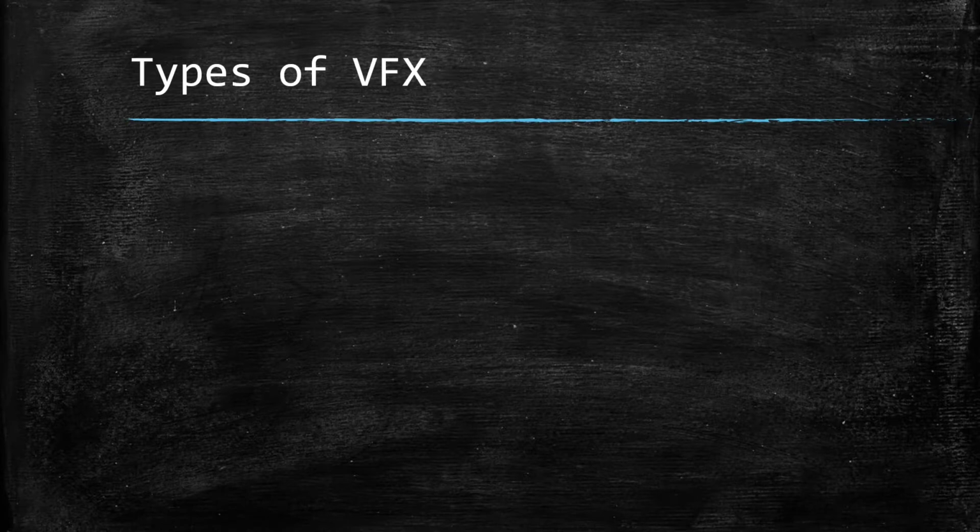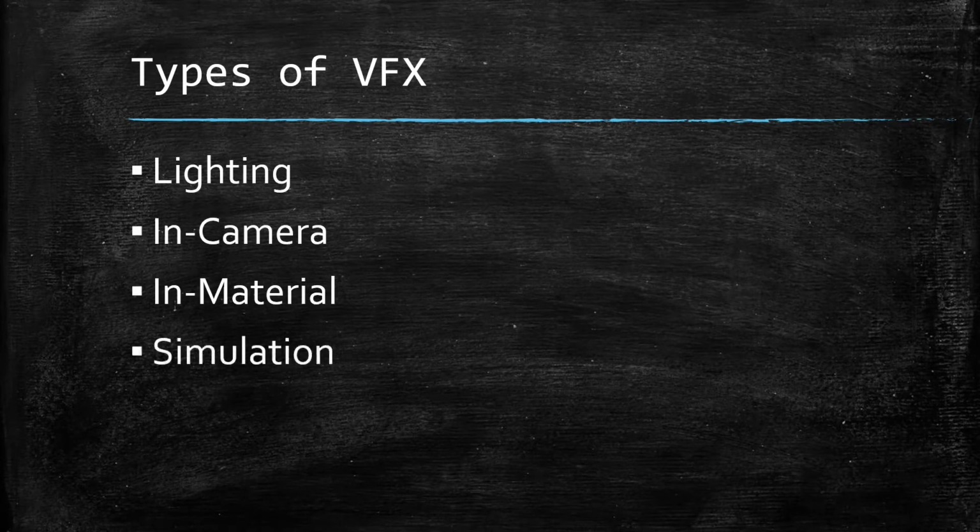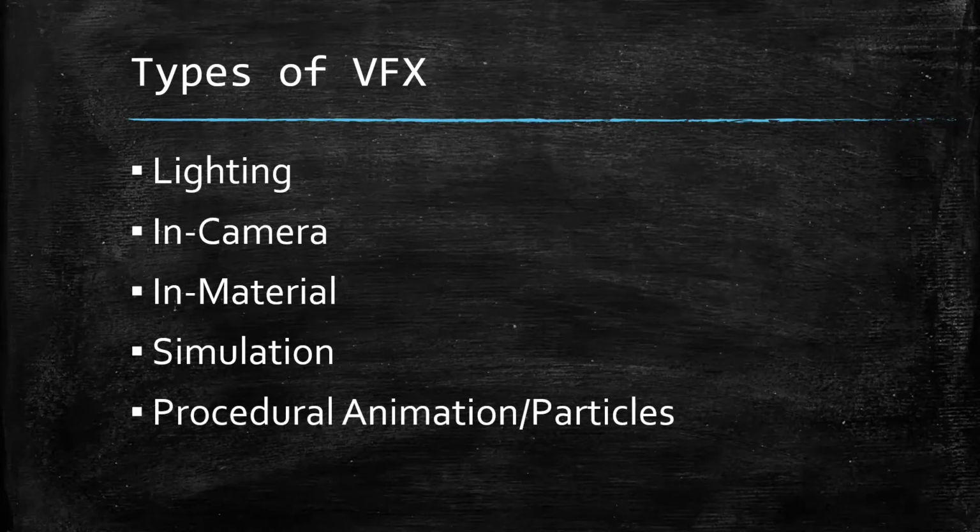So the types of visual effect that we're going to be dealing with over this entire semester are: we're going to be dealing with lighting, we're going to be dealing with in-camera effects, we're going to be dealing with immaterial effects, we're going to be dealing with simulations, and we're going to be dealing with procedural animations slash particles. Okay, I don't have a slide here for lighting because you guys already know what lighting is.